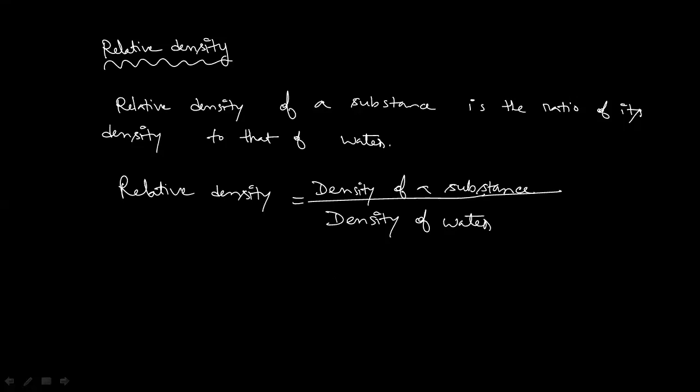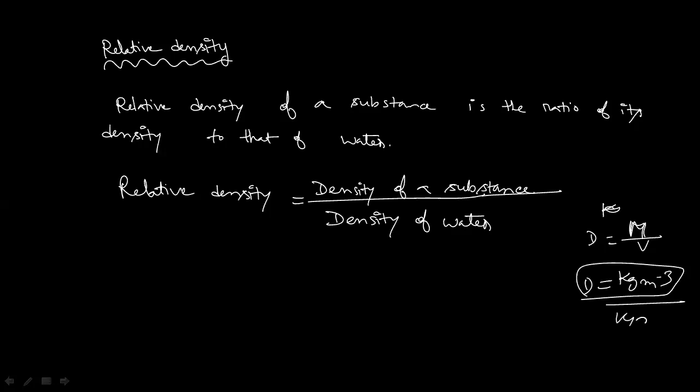Now see, relative density is known as the ratio of the density of a substance to the density of water. Since it is the ratio of similar quantities, here also density, here also density, it has no unit. What is density? Density is mass by volume. The unit of mass is kg and volume is meter cube, so kg per meter cube is the unit of density. But relative density is the ratio of densities, kg per meter cube by kg per meter cube, so this will get cancelled.